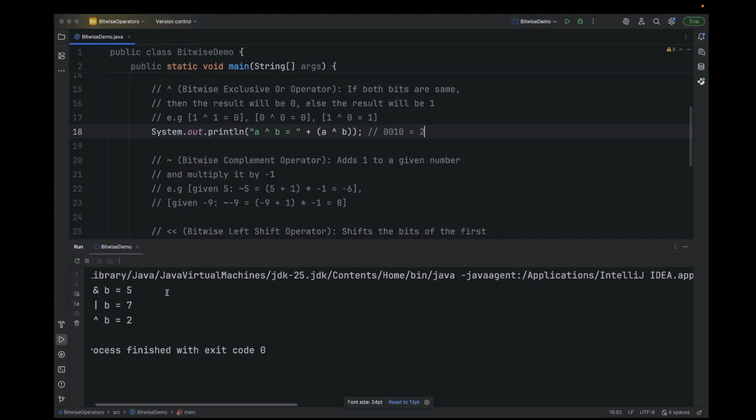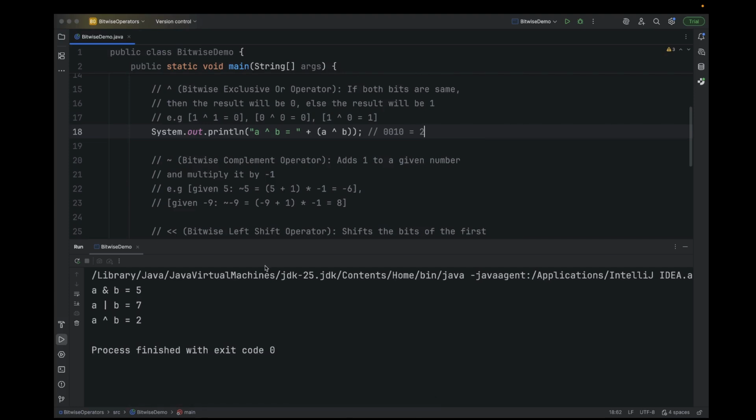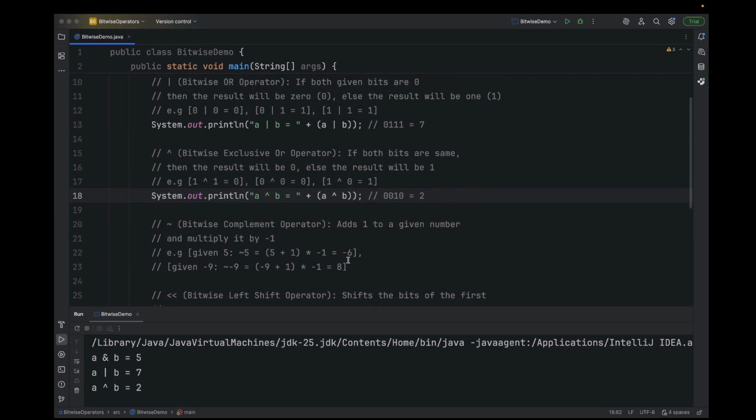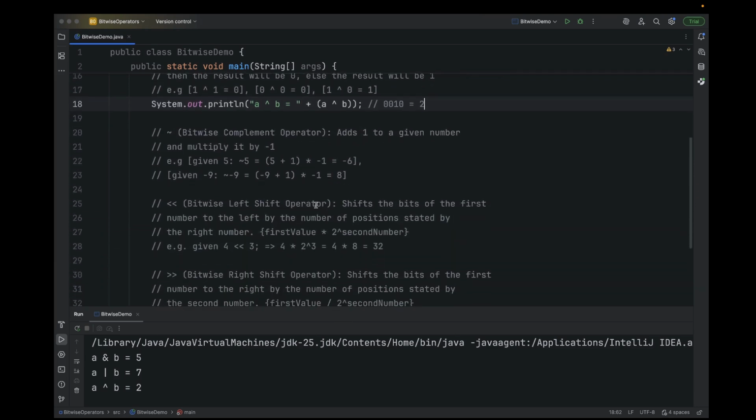We got 2. That is a exclusive or b will give you equal to 2. All right, that is all about the bitwise exclusive or operator. Now we have the bitwise complement operator that is presented with the tilde (~) symbol, right?